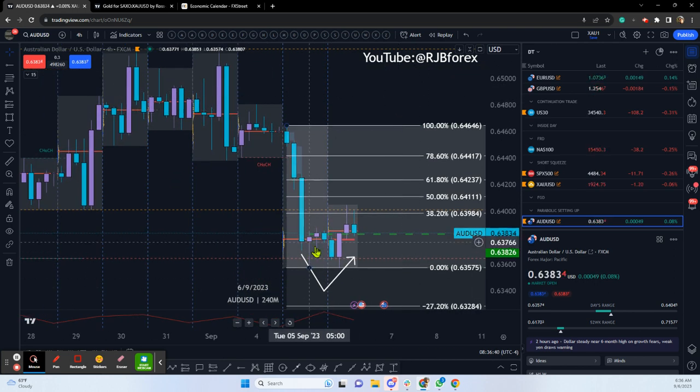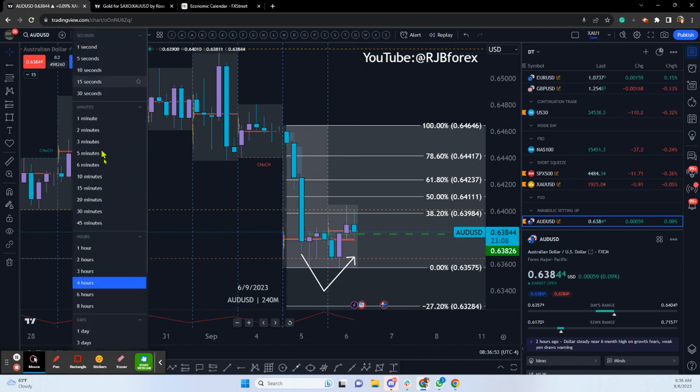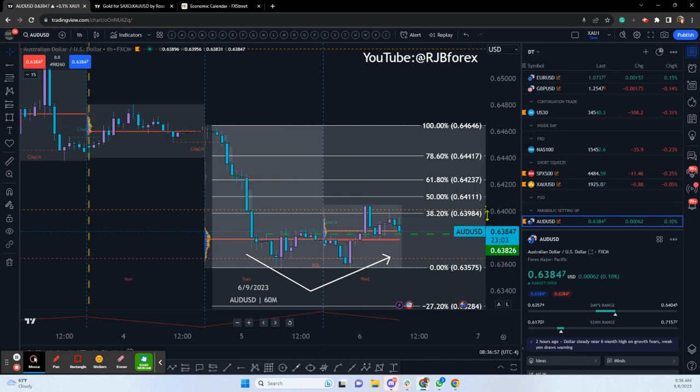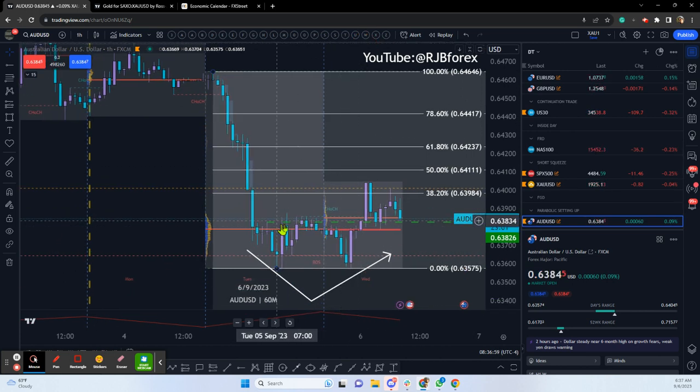So we've got this peak formation, aka a head and shoulders now, by the looks of things. Now the dollar is firm at the moment, but if we come down to the lower time frames, we've broken structure over here. So we came down, made a low, came up, came down, made a low. So a double bottom scenario.